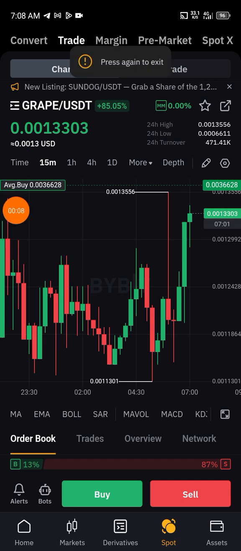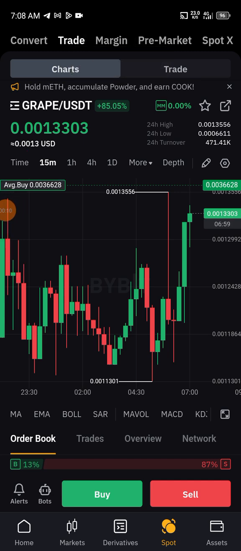Today we'll be looking at a coin that you can buy that can turn your $10 into 50 USDT in the next 24 hours. So all you need to do is stay tuned.